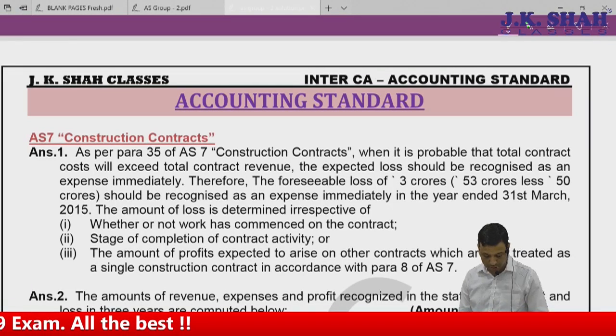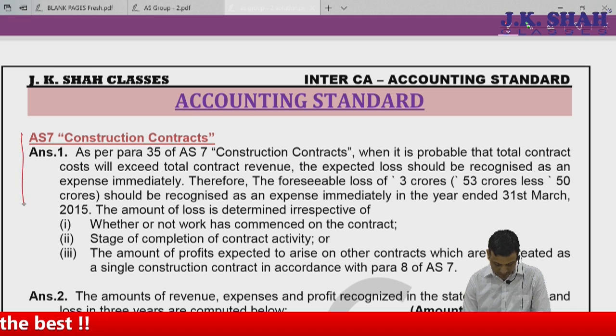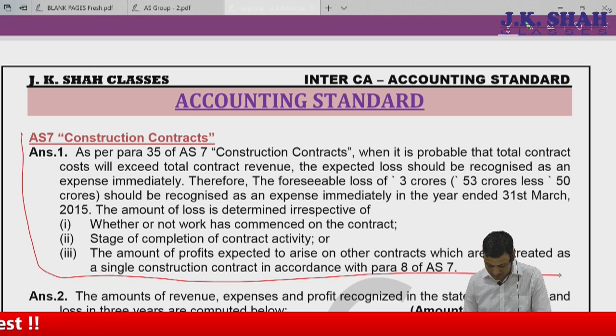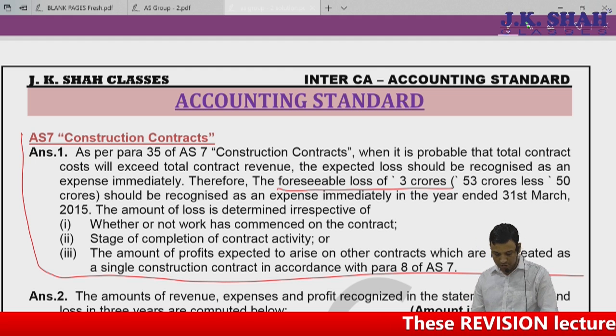Yeah, this is the solution. Here it is. So the total loss of 3 crores. Moving on to the next question.